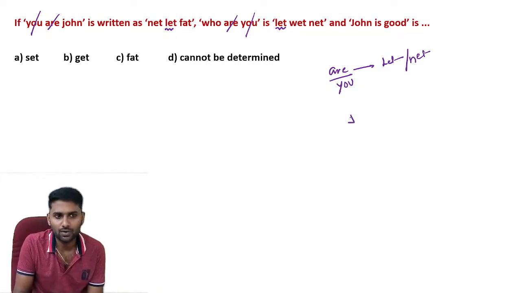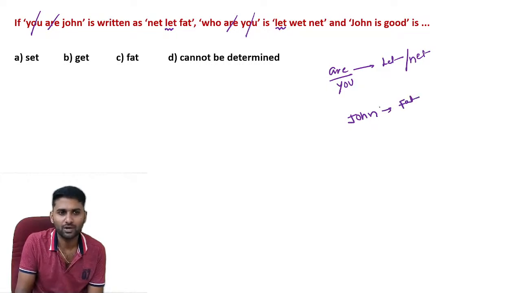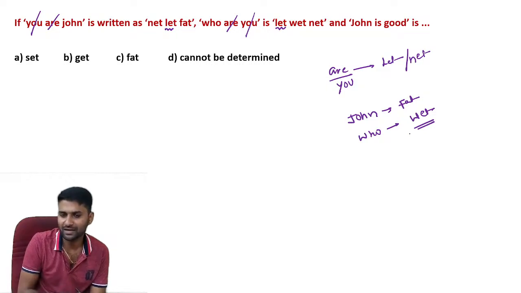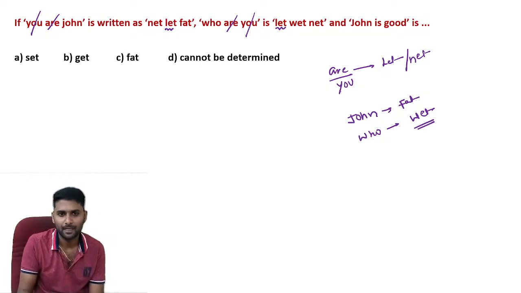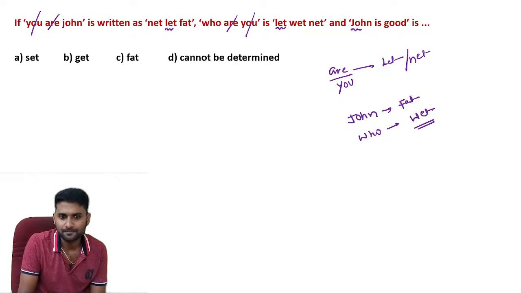But we can conclude John's code language. What is the code language of John? FAT. Code language of John is FAT. Code language of who is WET. So we can conclude only two words' code language, and the remaining two should be either-or. Let's go through the options here. So John is always required FAT. So we have FAT.